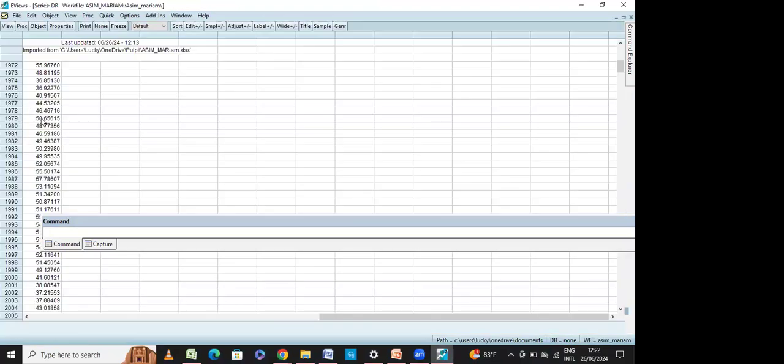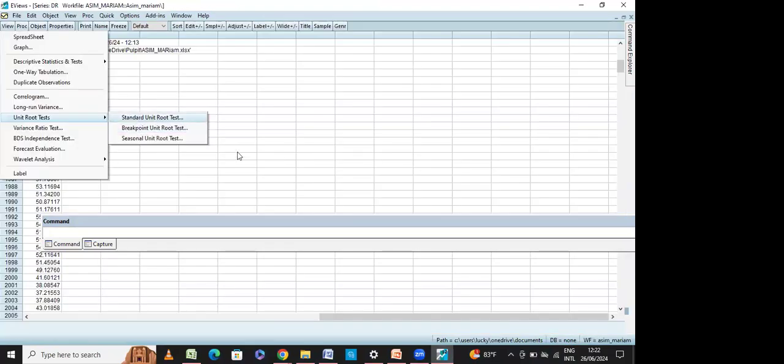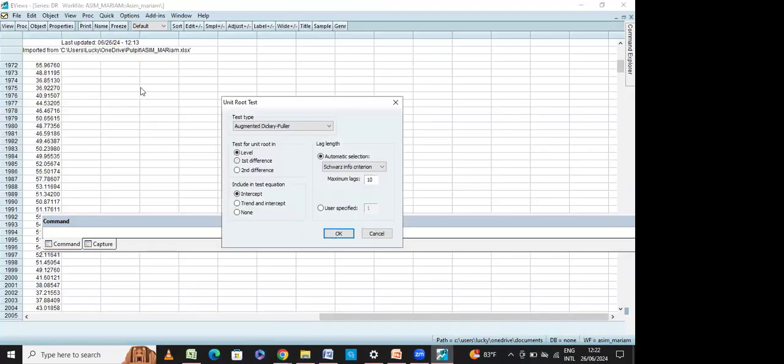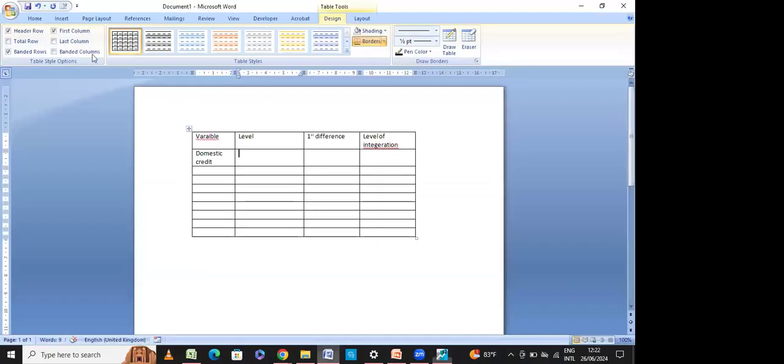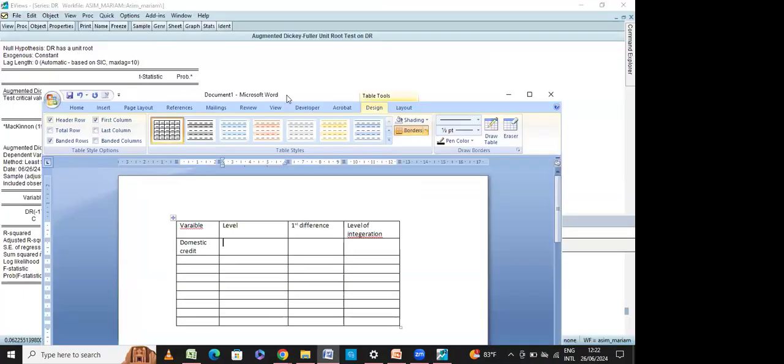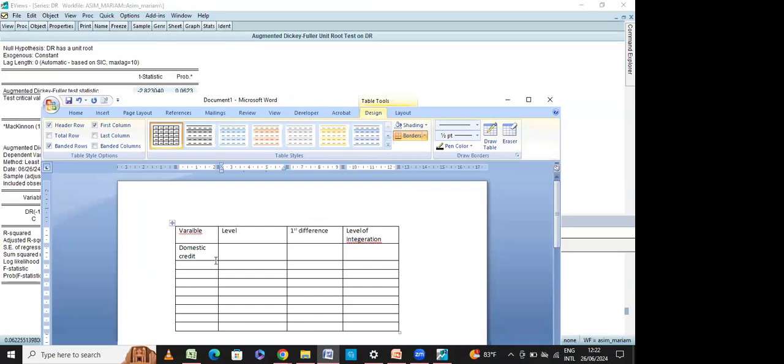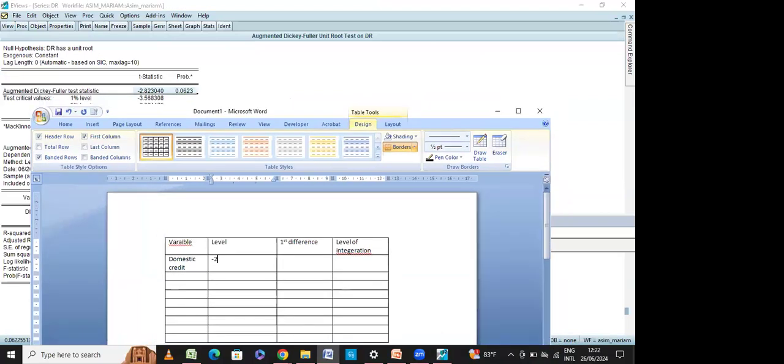Here is my domestic credit level. First we are checking at level. The t-statistic is this, and this is the probability value. What we usually do is note down our values here at level: 2.823, and its probability value 0.0623.